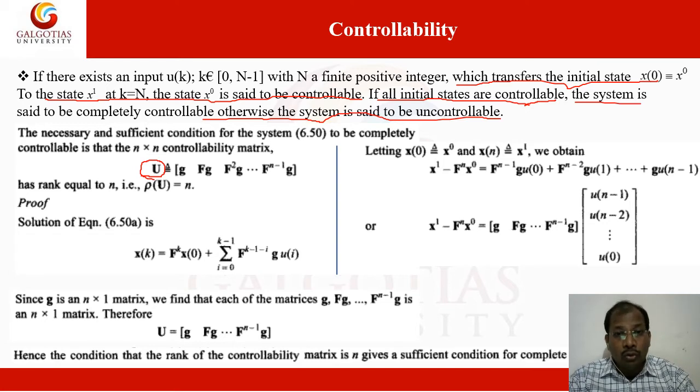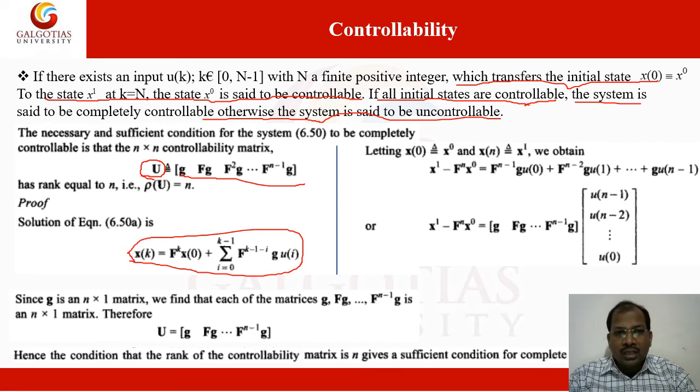How are we going to derive this? We have to give the proof. The proof is the solution of the state equations. We can see x(k) equals F to the power k times x0 plus the summation term, which is the solution already derived in the previous lectures. Here G is an n by 1 matrix, since one input has been considered. We have to find G, FG, up to F to the power n minus 1 times G.